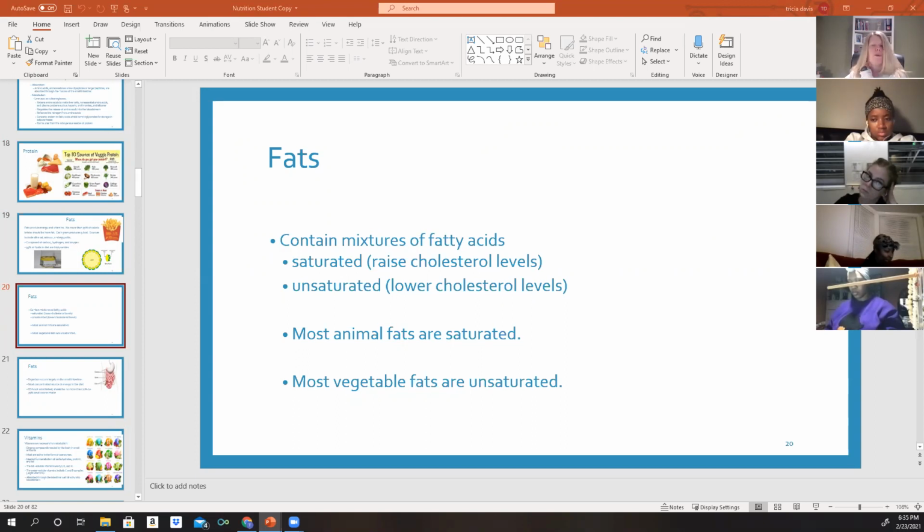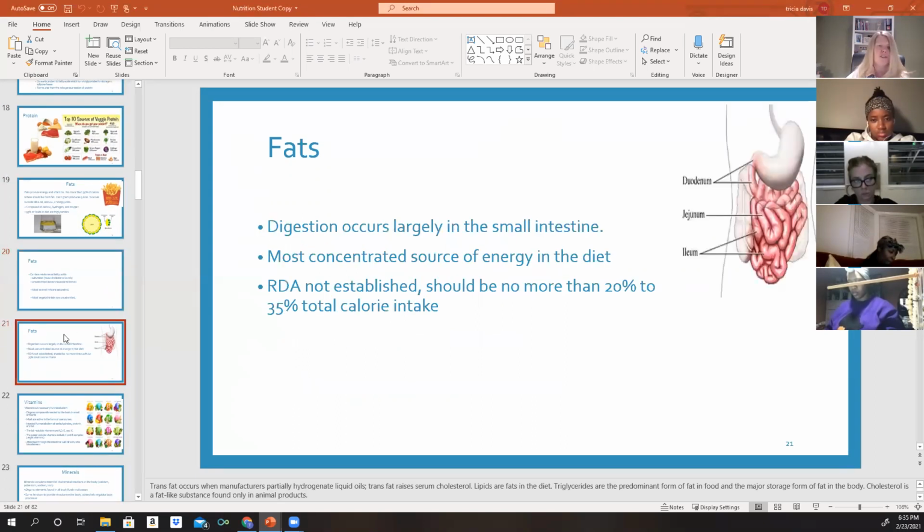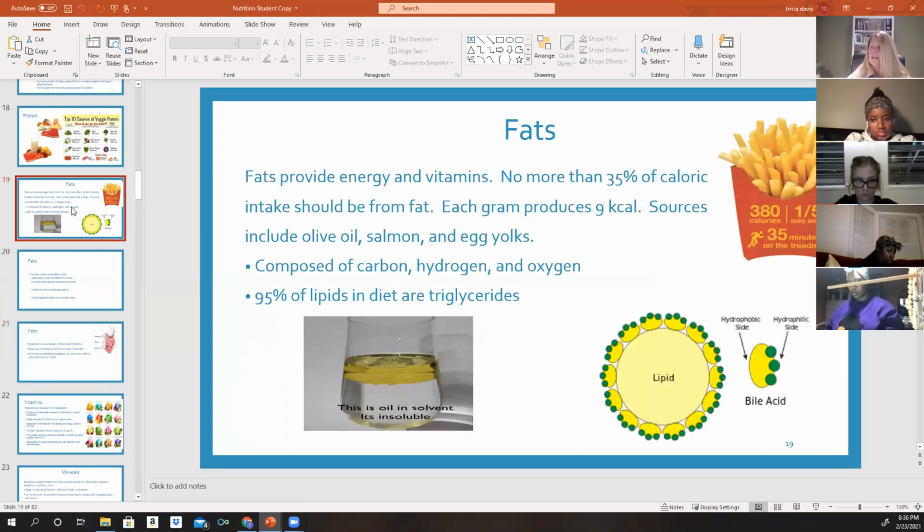So this is why we want to educate our patients about having unsaturated fats and getting them through your vegetables so they can lower their risk of developing heart issues. Because cholesterol builds up in our vessels and causes blockages, which can make your patient have a heart attack.